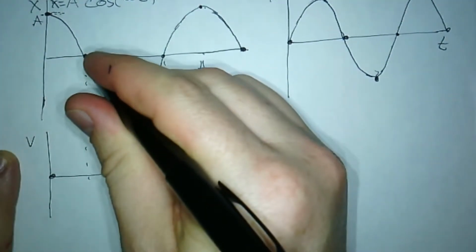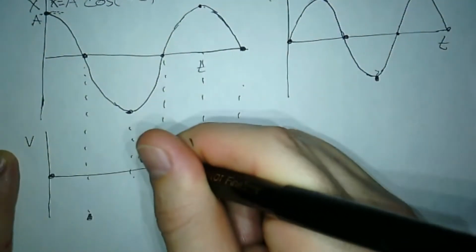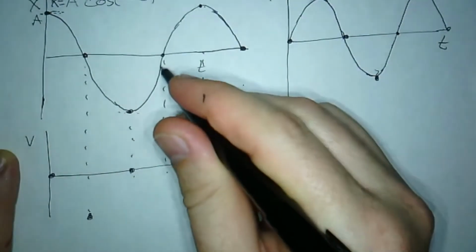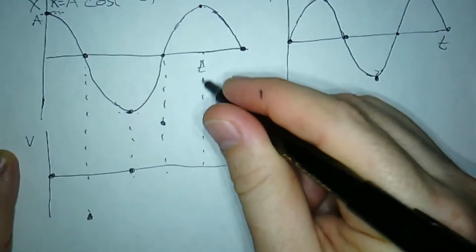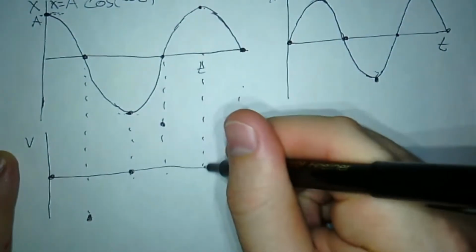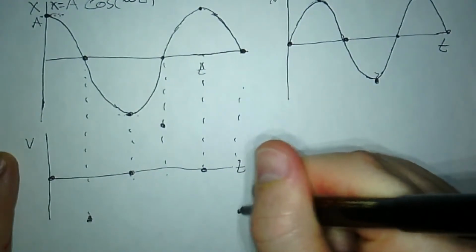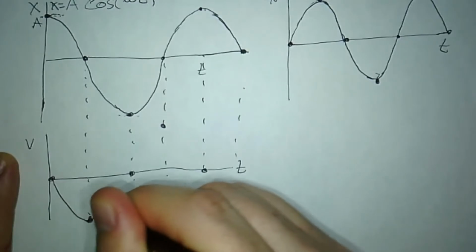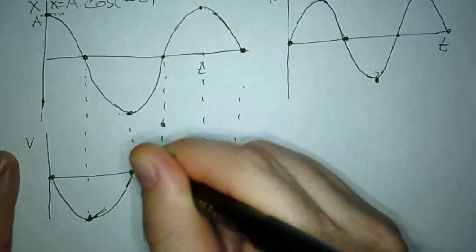But here your slope is maximum but negative, right? So it's going to be here. And here, once again, your slope is 0. Here your slope is maximum but positive. Here your slope is 0. And here your slope is maximum but negative. So once again, I connect my dots, adding a little bit of curvature for flare.